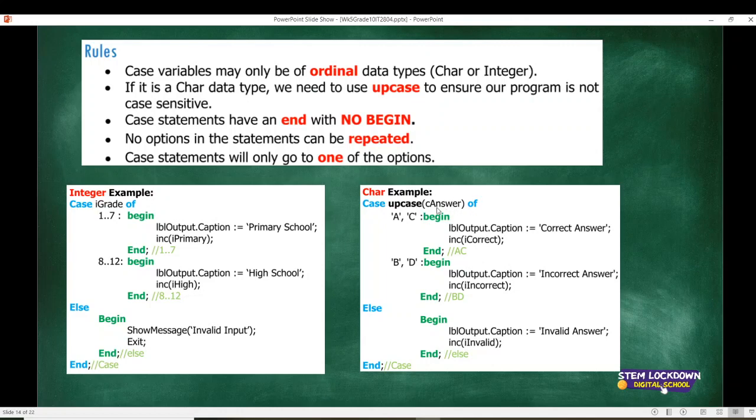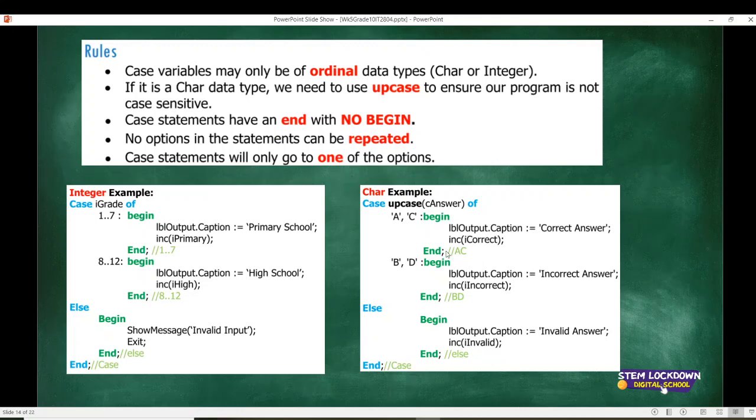So C answer is my variable that I am evaluating. And here my case statement is saying convert C answer to a capital using uppercase. Then if it's an A or a C, then output correct answer to the label and increment the I correct counter. So this is adding 1 to the number of correct answers that the person may have gotten.